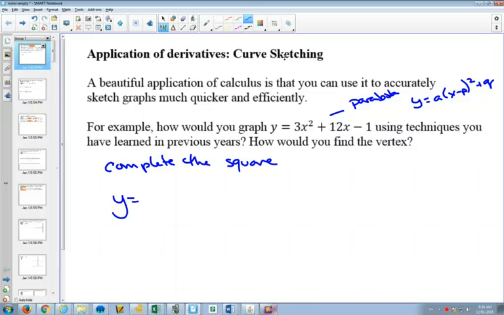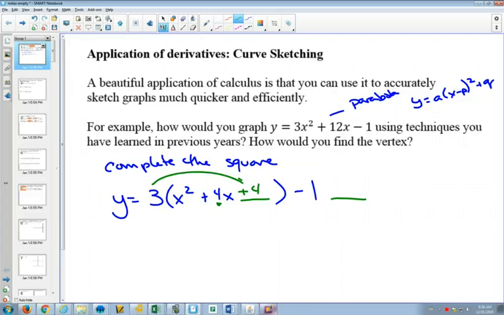We do that by first factoring the 3 out of the first 2 terms. Put those first 2 terms in brackets and leave a space. Then we ask ourselves, what would have to go in that space in order for the brackets to factor perfectly into a perfect square? We divide this number by 2 and square it. Now, if I added 4 here, what have I actually done? I've actually added 12. So in order to compensate so we didn't change anything, we need to subtract 12.